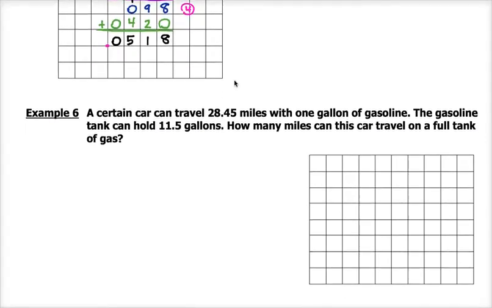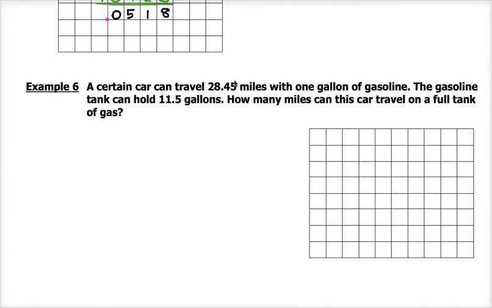Okay, last example on these notes is a small application or a word problem. It says a certain car can travel 28.45 miles with 1 gallon of gasoline. The gasoline tank can hold 11.5 gallons, and we want to know how many miles can this car travel on a full tank of gas.